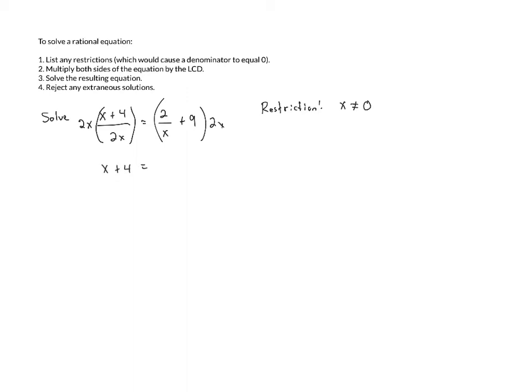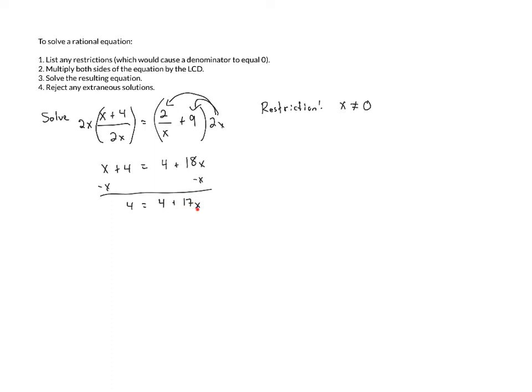Now on the right side, we're going to have to distribute this 2x. Here, 2x times 2 is 4x, and 4x divided by x is 4, plus 2x times 9 is 18x. So by multiplying by that LCD, we've gotten rid of the fractions and created a simpler equation to solve. Now we have variable terms on both sides, so we have to get rid of one of them. We can do that by subtracting x on both sides. That gives us 4 = 4 + 17x.